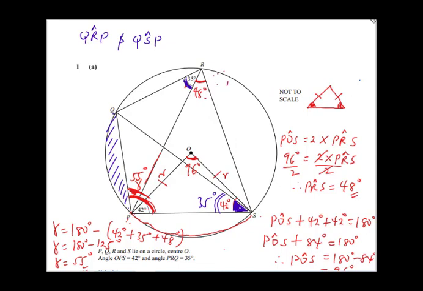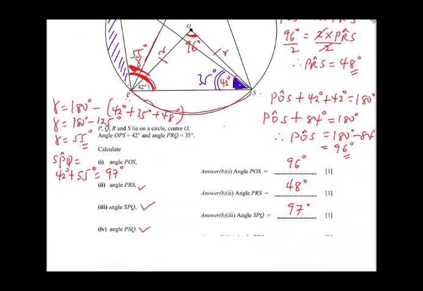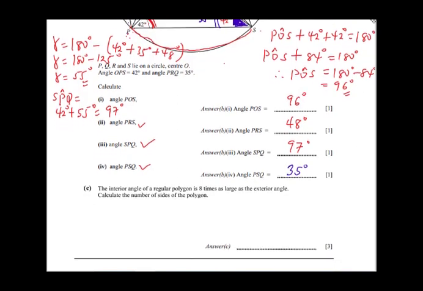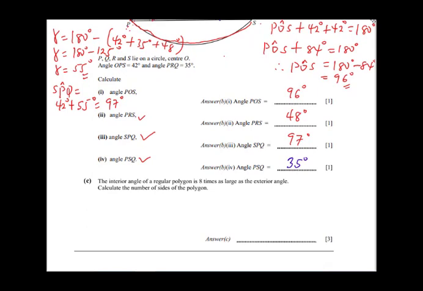So angle QRP must equal angle PSQ. Angles on the same segment. So obviously the answer to this place is 35 degrees. I will have given the reason, but because of space, the reason is angles in the same segment are equal.